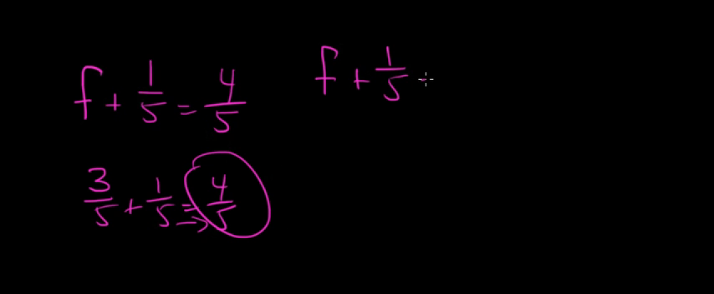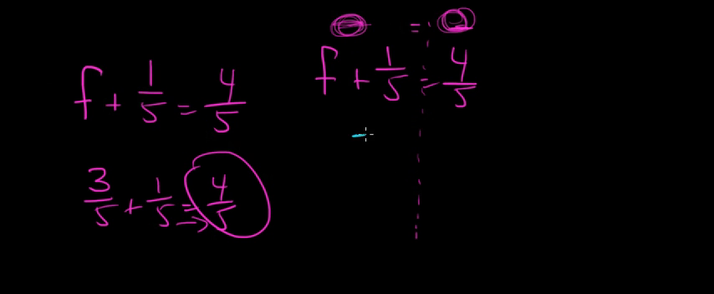f plus 1/5 equals 4/5. Okay, we have this imaginary line here at our equal sign. We have part of the problem over here, part of the problem over here, and we're saying whatever's over here has to equal whatever's over here in our final answer. So we have to get f by itself. To get f by itself, we have to subtract 1/5. Everybody understand why? And if I subtract 1/5 on that side of the equation, I have to subtract 1/5 on this side of the equation.